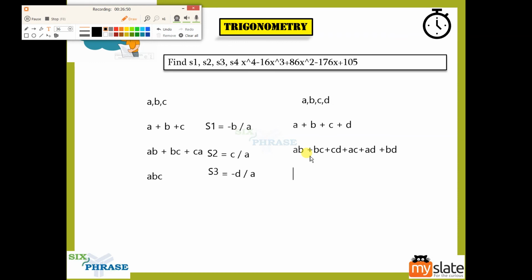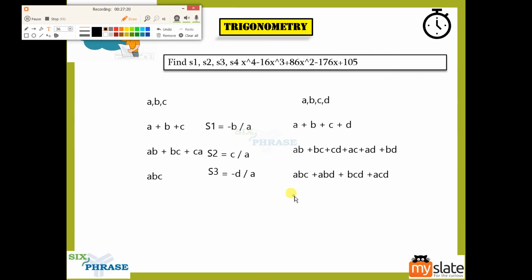Now I'm taking 3 at a time. If I take 3 at a time, what are the possibilities? ABC plus ABD plus BCD plus BDA. Okay, that is ABD, right? So the final one is ACD. Okay. So this is another sum.